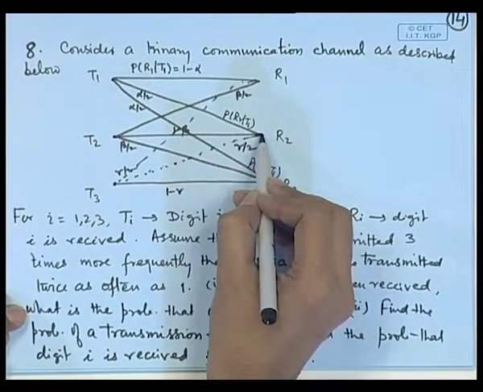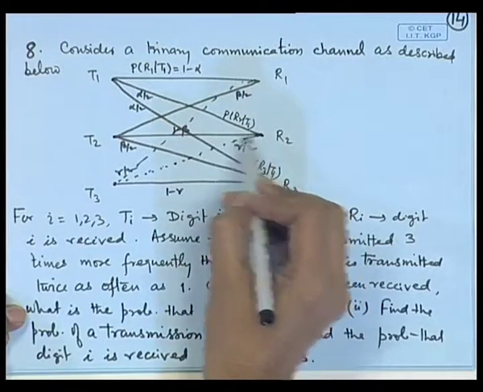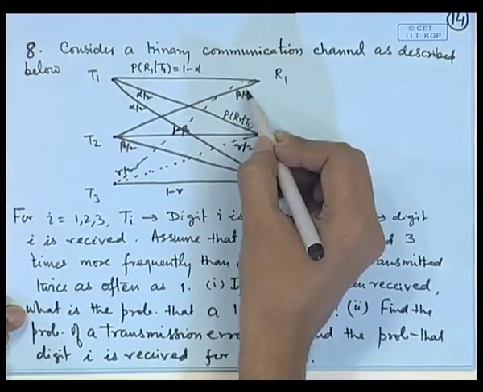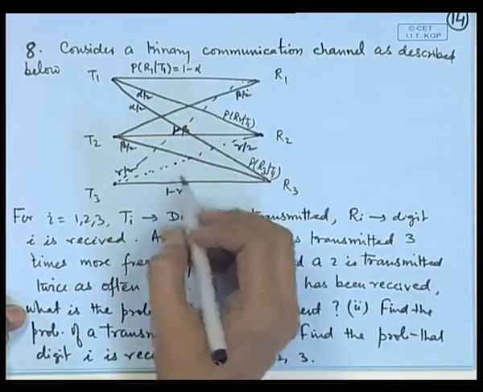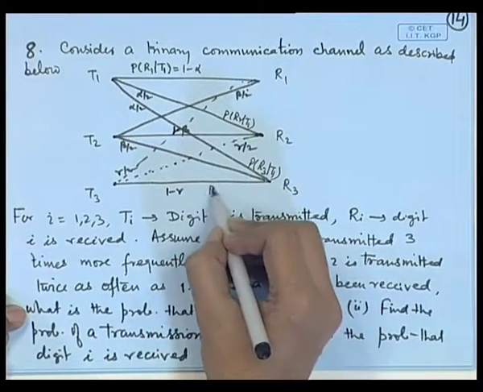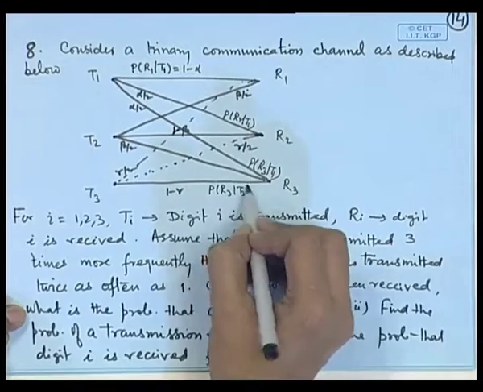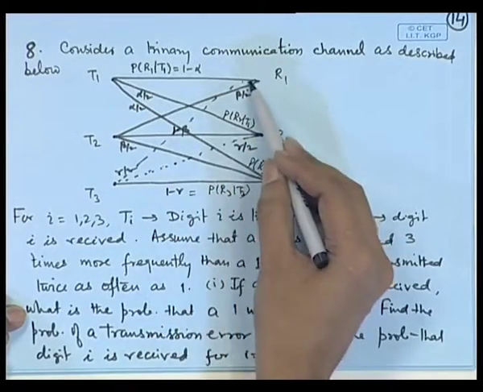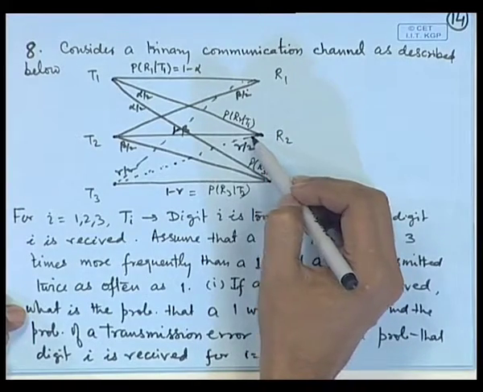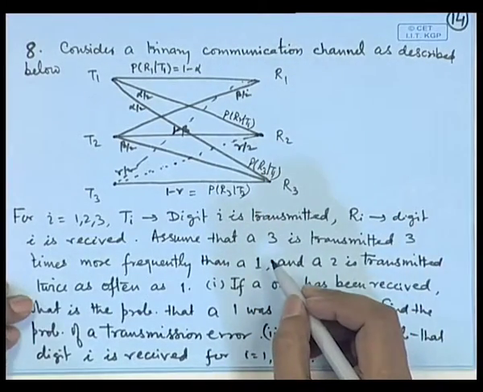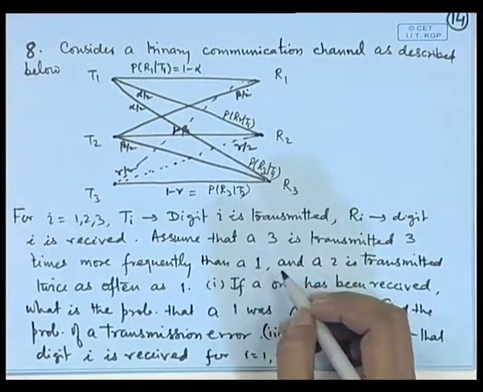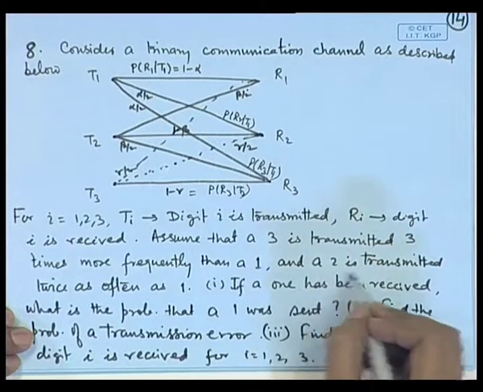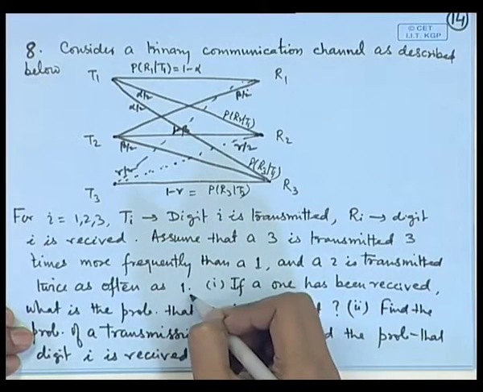Likewise, the probability that a 2 is received given that a 2 was sent is 1 minus beta, and it is beta by 2 for each of the other two possibilities. And similarly, the probability that a 3 is received given that a 3 is sent is 1 minus gamma, and gamma by 2 each is the probability that it is received as 1 or 2. Further, we assume that in this communication channel 3 is transmitted 3 times more frequently than 1, and 2 is transmitted twice as often as 1.